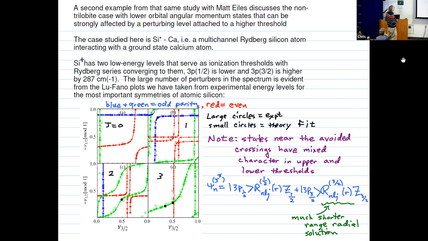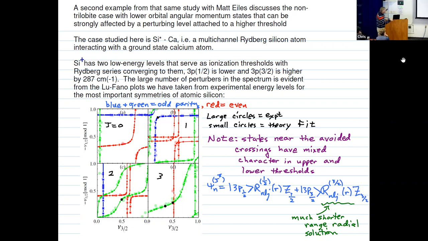So to tackle this problem, we wanted to pick a Rydberg atom with perturbers. We chose silicon as our Rydberg atom, and we chose calcium as the ground state atom to make an ultra long range Rydberg model. First, we had to do the exercise I discussed in the first lecture. We had to fit silicon spectra, the Lu-Fano plots, to find the K matrix to describe the different 0, 1, 2, 3 symmetries of silicon.